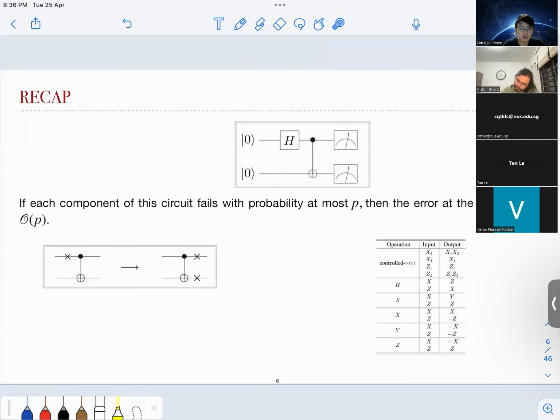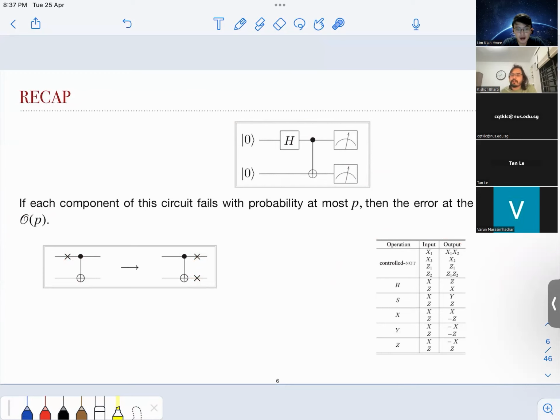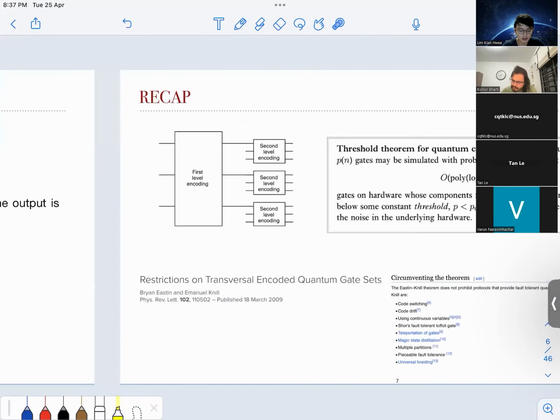Then we also talked about fault tolerance, where we said that if you have some circuit, and each component fails with probability at most p, then the error at the output is of the order p. We discussed how error propagates: say you have a CNOT and you have some error here, then the same error will propagate here. And here is a table which you can use to infer how errors propagate across circuits. So this is nice.